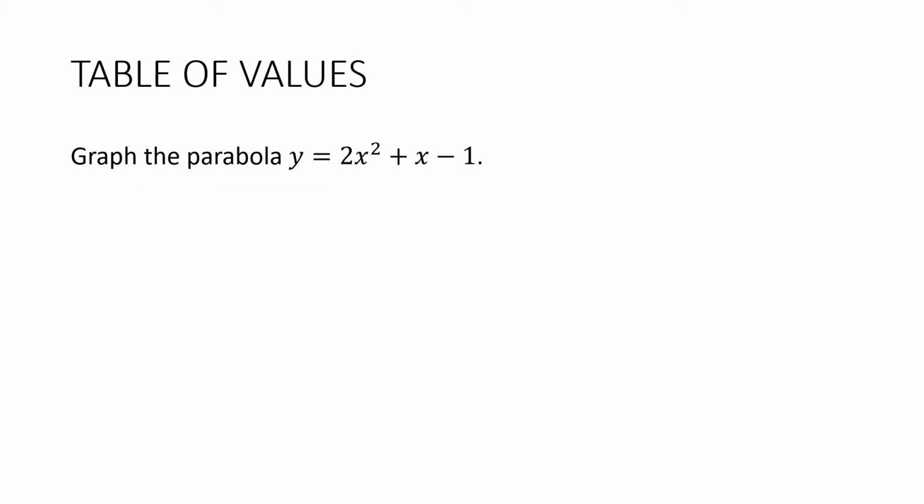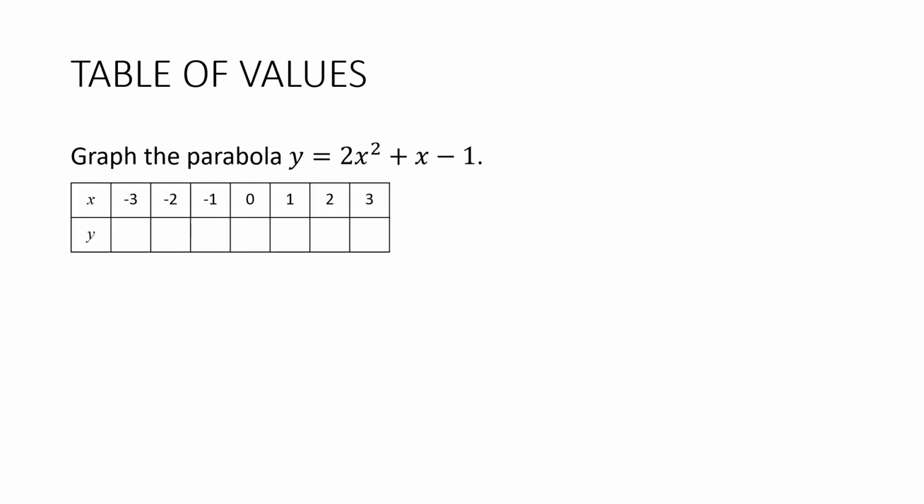Here's another example. Graph the parabola y equals 2x squared plus x minus 1. Here's our table of values. Same values for x. And let's start again at 0. Putting 0 in wipes this out and this one out, and we're left with -1. Now let's substitute the 1 in. 2 times 1 squared is 2, plus 1 is 3, take away 1 is 2. And substituting 2 in, we get 8 plus 2 is 10, take 1 is 9. And then finally 3, 2 times 9 is 18, plus 3 is 21, take away 1 is 20.